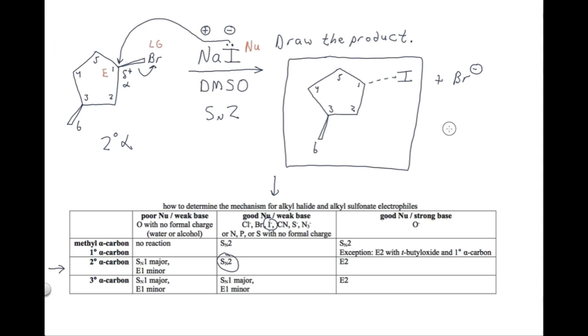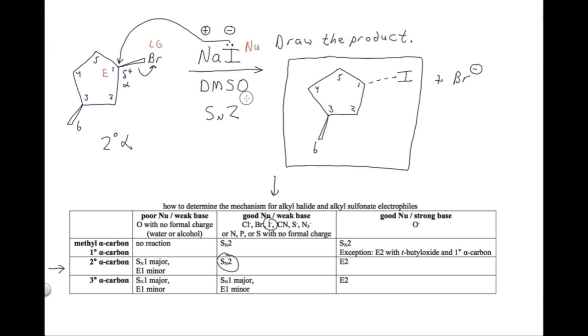At this point in the class, you should almost always draw the mechanism for each reaction, even if the problem doesn't specifically require you to draw the mechanism, because the mechanism is our tool for understanding what's happening in the problem and for getting the product correct.